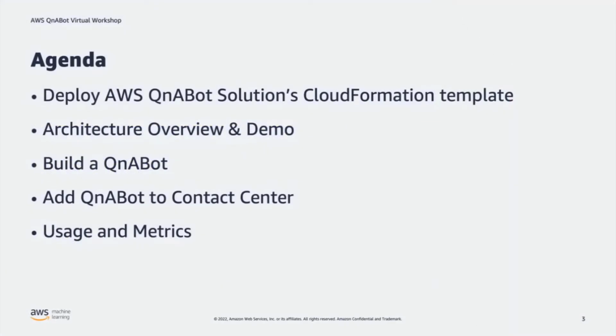Today, we're going to be doing a little bit different flow than usual in that we're going to first deploy the AWS QnABot solution from the CloudFormation template, and then we will continue on with the overview and demo. Then we're going to build the QnA bot and look at the details in the management console, and then also take a look at QnA bot in a contact center. And then finally, we're going to wrap up with usage and metrics. So the reason why we're deploying the QnA bot solution first is it takes about 30 minutes to deploy. So we're going to start that off and then continue from there.